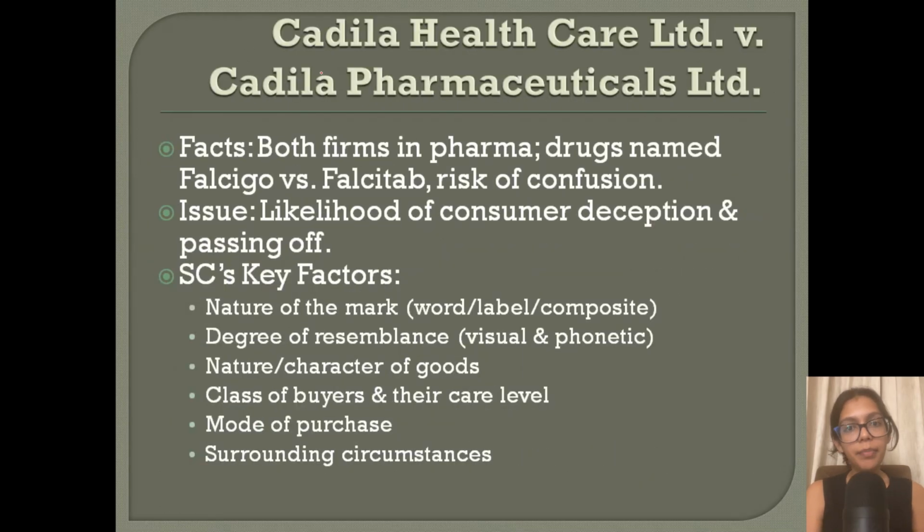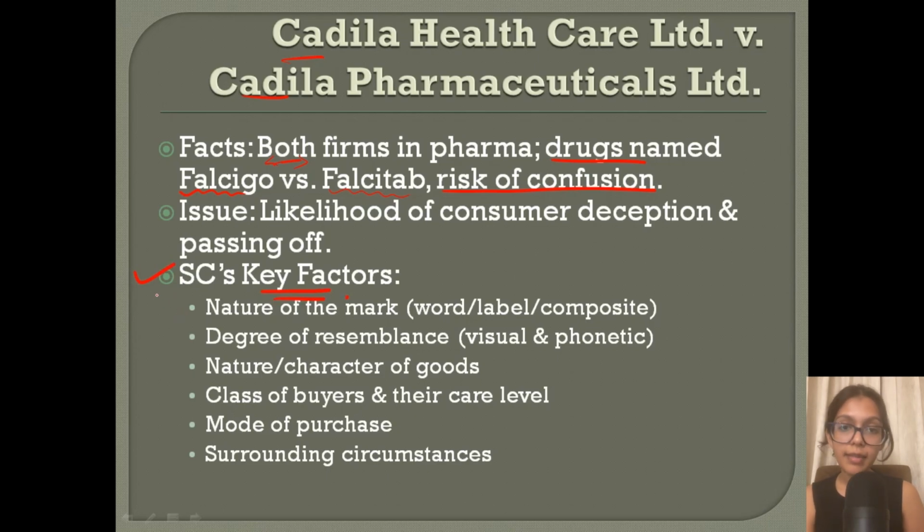So basically what happened here was both companies used the name Cadila and both of them launched an anti-malarial drug. So one company launched a drug called Falsigo and the second company launched a drug called Falsitab. Now the problem is that the similarity between both of them was so striking that it posed the risk of confusing patients between both of these drugs. Now, after that, the lower court and the high court dismissed the claim, but the Supreme Court highlighted certain key tests for deceptive similarity.